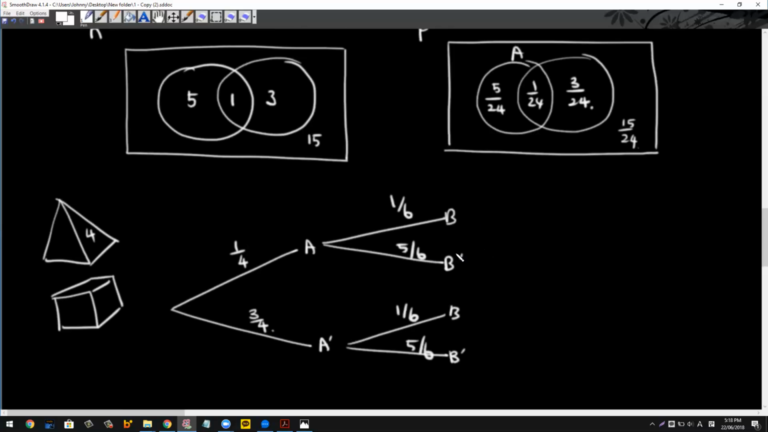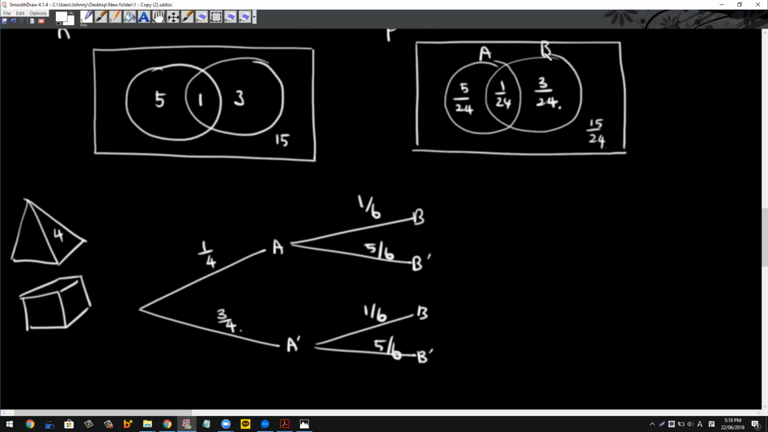Okay? And of course, this diagram here shows that this one plus this one is 4 out of 24. So that's also equal to 1 out of 6. And if you multiply this by this, have a look. If you multiply this one by this one, it's 1 out of 24, isn't it? And that's the middle area. This one by this one is 5 out of 24, and we know that's that one there. This by this is equal to that one there, which is 3 out of 24.